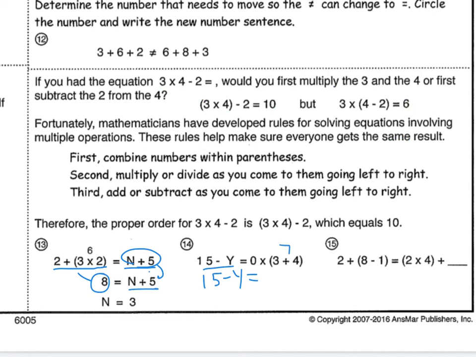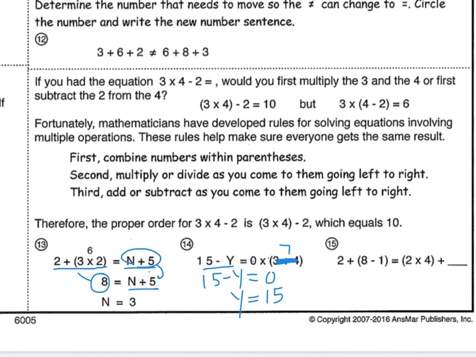Now all of this can be simplified into one number because 3 plus 4 is 7. 0 times 7 is simply 0. So write 15 minus y equals 0. What number can go in the place of y and make that true? Well, some of you might be thinking the answer is 0. 15 minus 0 is not 0. 15 minus 15 is equal to 0.